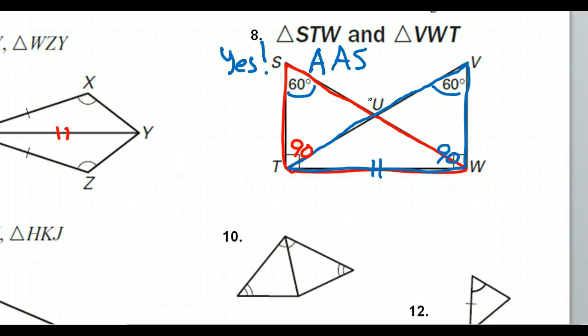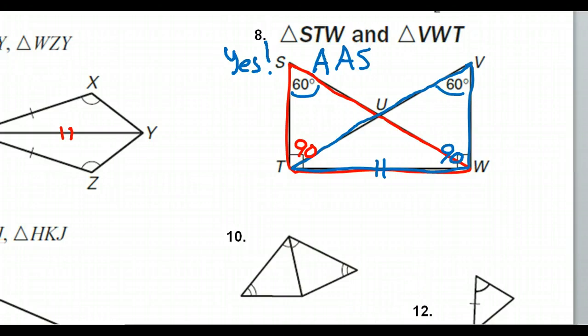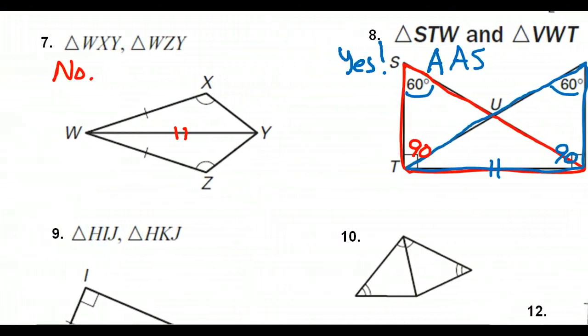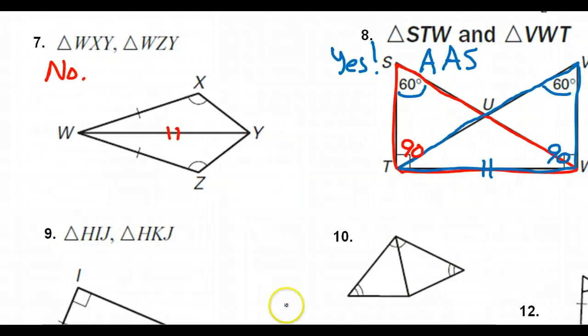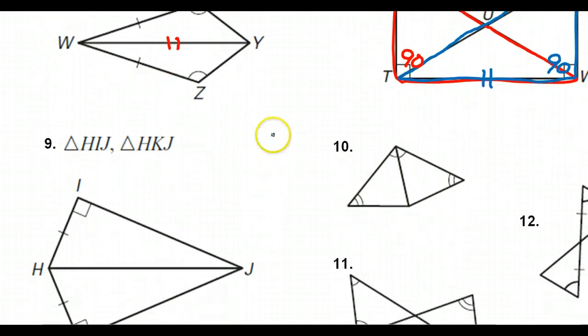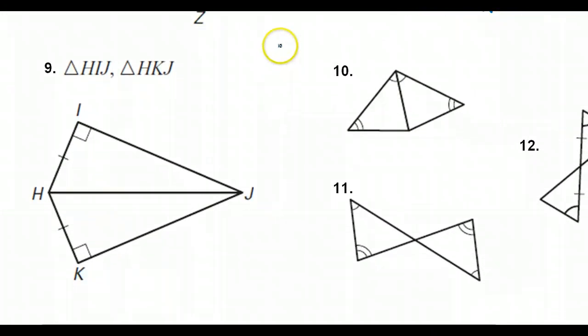Okay. Notice, even though it was a right triangle, that didn't mean that we were going to wind up using hypotenuse leg. So don't fall into that trap. Sometimes with right triangles, you just wind up using it like a normal triangle.